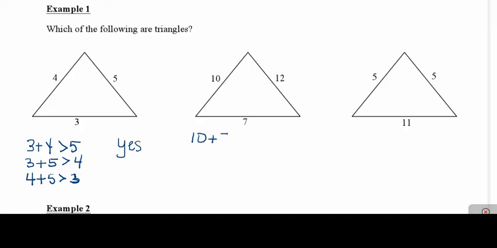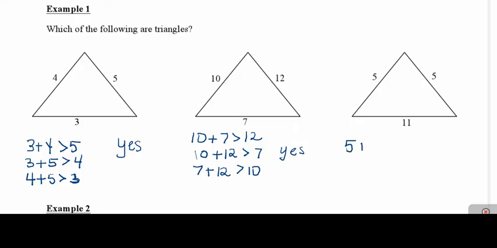So we're going to take 10 plus 7, and that sum is greater than 12. Our second possibility, 10 plus 12, is greater than the third side of 7. And then finally, 7 plus 12 is greater than the third side of 10. So therefore, we would also classify this second example as a triangle.